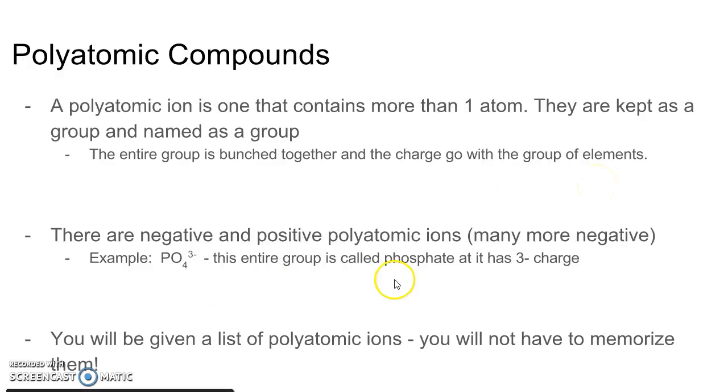So there are negative and there are positive polyatomic ions. Most of them by far are negative. There's a few positive ones. And here's an example of a polyatomic ion: PO4 with a 3- charge.